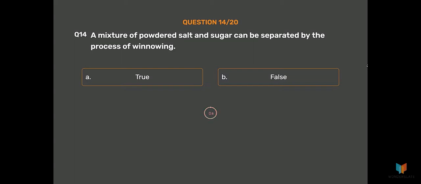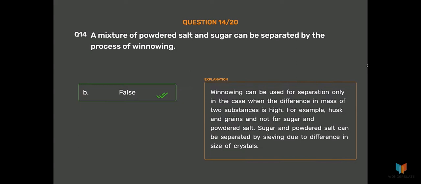The correct answer is option B. False. Winnowing can be used for separation only in the case when the difference in mass of two substances is high. For example, husk and grains, and not for sugar and powdered salt. Sugar and powdered salt can be separated by sieving due to difference in size of crystals.